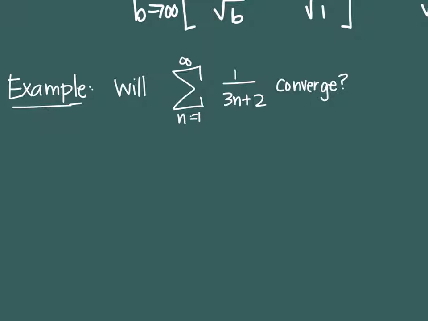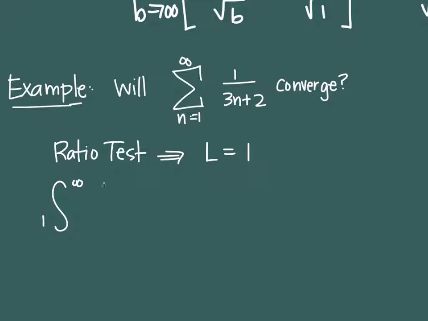But the ratio test ends up being inconclusive because you get L equals 1 for this one. So we're going to assume that we've tried that, and the ratio test for this one gives L equals 1. So we need the integral test instead. We'll set up an integral from 1 to infinity of 1 over 3x plus 2 dx.